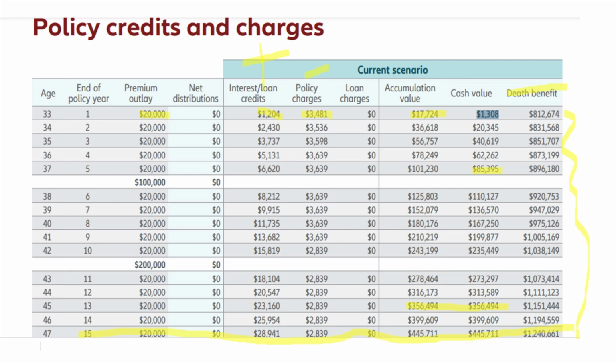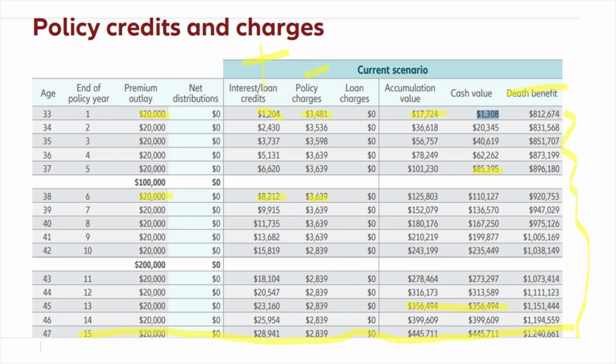Okay? So the good news is this policy charges of 3,481 was what? That's 1.7%. However, it earned a 6% here. So in the beginning, the fees are a little bit more. But now look down here. Let's go to year 6. I've got $100,000 in, $120,000 total. You see that? I've earned $8,000 and I still only have $3,000 of fees, so I'm coming out ahead.